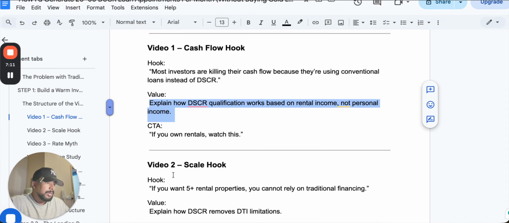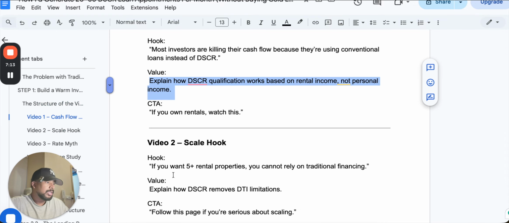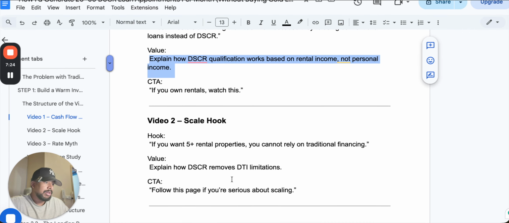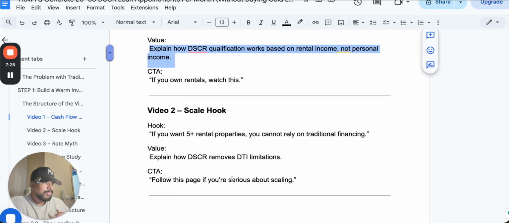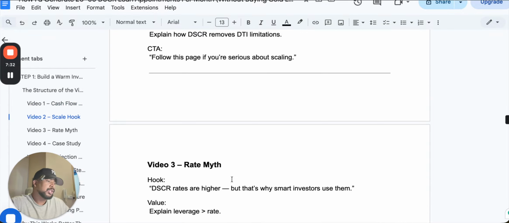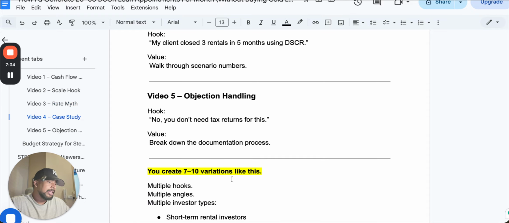That's it. Number 2 can be a scale hook. You want to help somebody to scale. If you want 5+ rental properties, you cannot rely on traditional financing. Value: you can explain how DSCR removes DTI limitations. And the call to action would be like, follow this page if you want to learn more about DSCR loans for investors. And again, you can use multiple examples over here, video 3, video 4, and I can also help you create the rest of the videos which have the biggest impact.